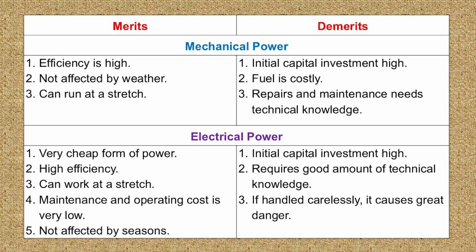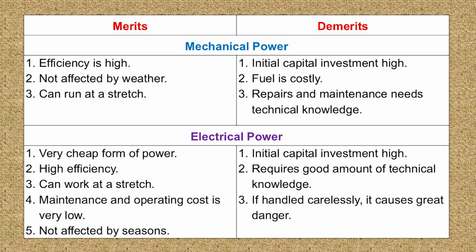It can also work in a stretch, so you can operate at night, during the day, in monsoon, sunny days, winter, no matter. It can work 24/7 as well if you provide an environment around the motor where it keeps cool, so that it won't get overheated. Maintenance and operating cost is very low. As you all know, the cost of a unit of electricity is always lower than the cost of a unit of petrol and diesel, and that's how the operating cost and maintenance are low.